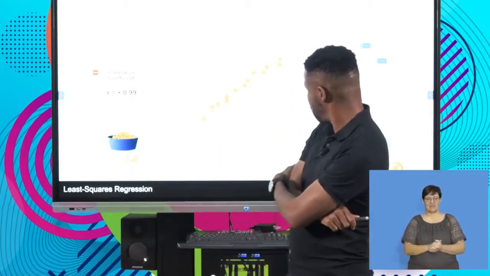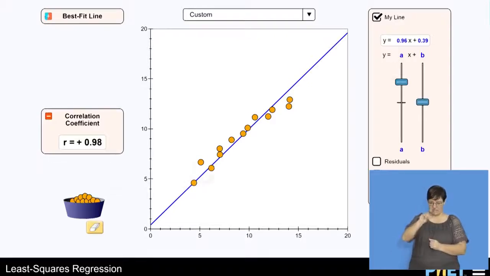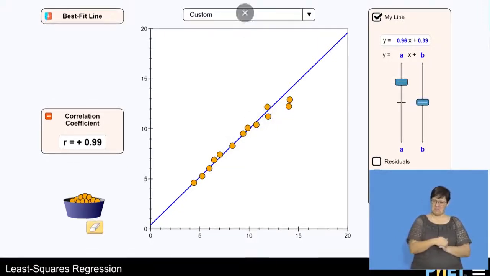For us to get a perfect correlation, what must happen? All the points must be on a straight line. Let's see if we can get this close to 1. If I move this there, move that point on the line, move that point on the line. This is on the line. If I move that, it's not changing, still 0.99. Let's move this one.